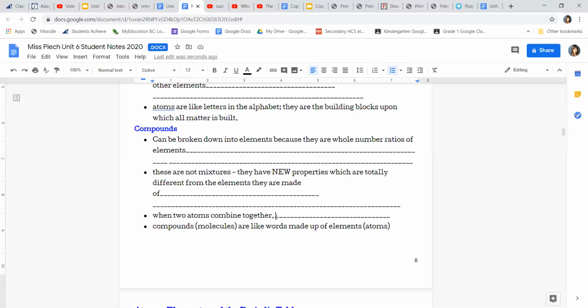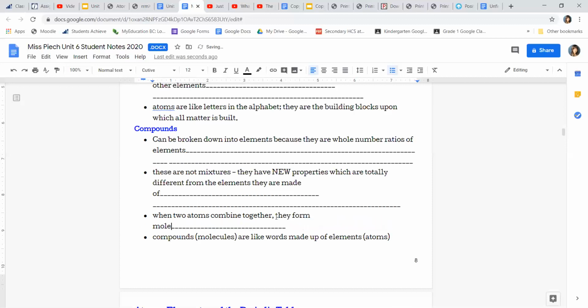When 2 atoms combine together, they form molecules. I'm trying to look at my notes here while I'm doing this. Just like I showed with that one picture, 1 atom on its own is an atom. As soon as you have at least 2 atoms together, it is called a molecule. All right, and so compounds are like words made up of elements. Think of it that way. Hopefully that helps a little bit.